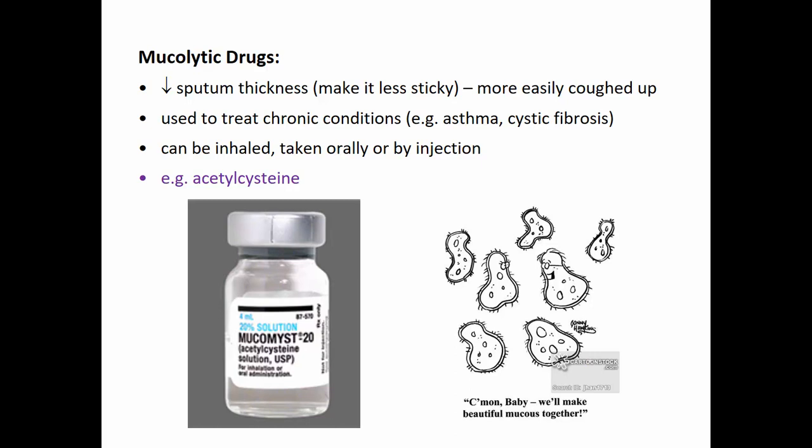A mucolytic drug is slightly different. It also decreases sputum thickness. It makes it less sticky and more easily coughed up. These types of drugs are the ones that are used to treat chronic conditions like asthma or cystic fibrosis. They can be inhaled, so they can be put into a metered dose inhaler as a liquid. They can be taken orally, or they can be injected. Mucomist is a common brand name of a mucolytic drug.